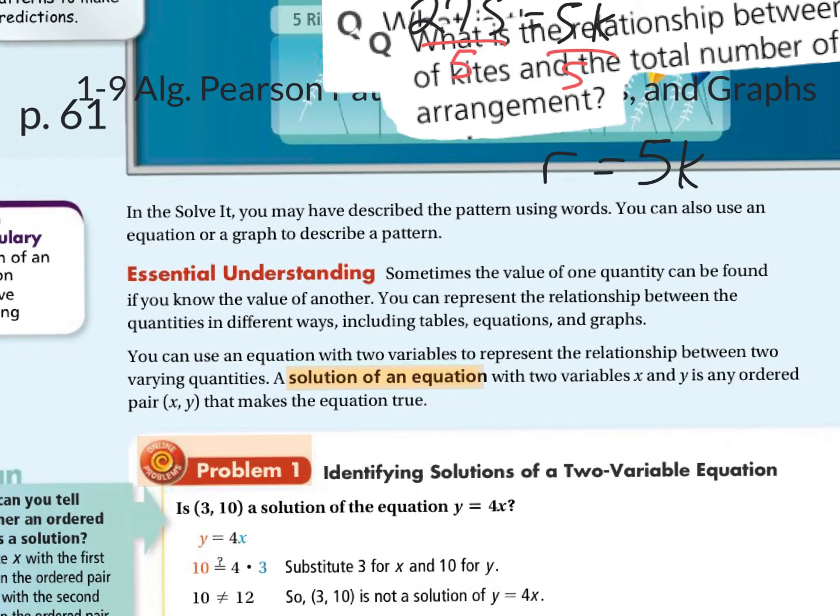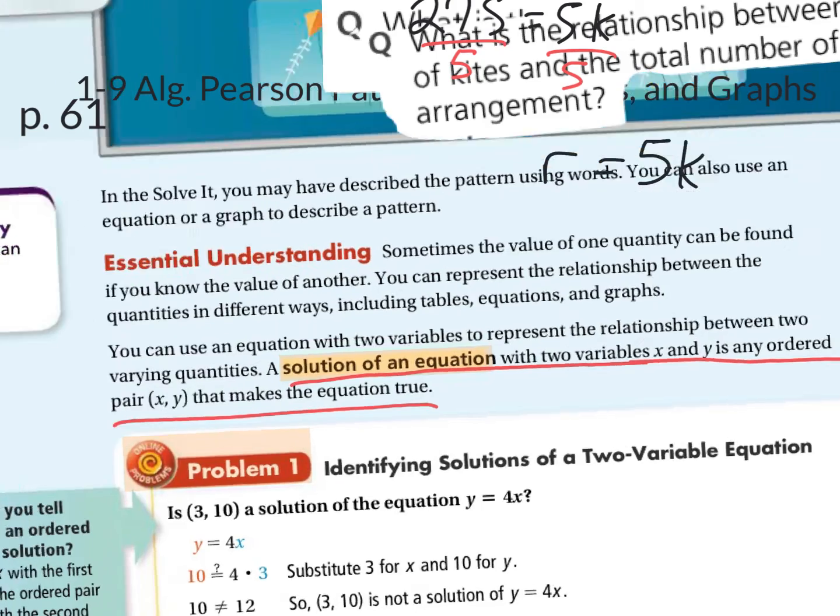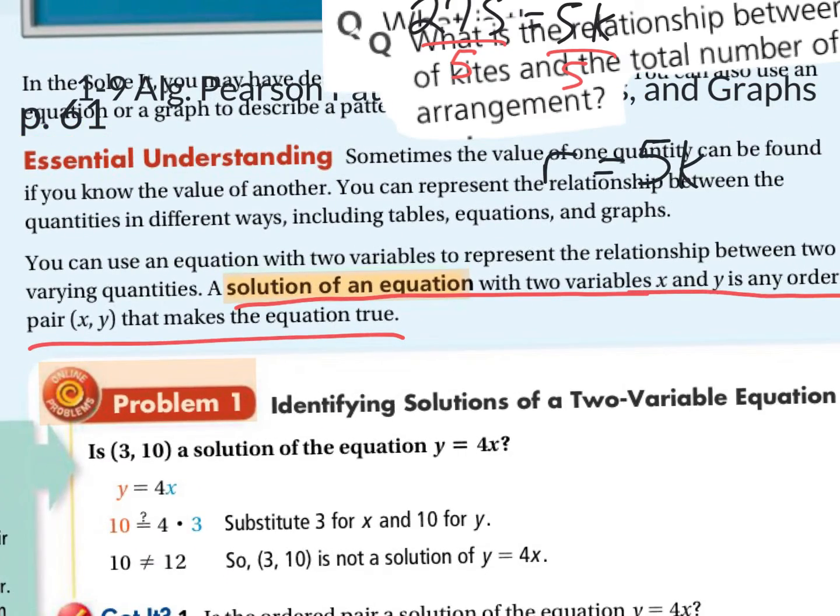So one thing, if you look a little further down the page here, it talks about a solution of an equation with 2 variables. So in a solution of an equation with 2 variables, x and y is an ordered pair that makes the solution true, or makes the equation true. So if we can put a pair x and y, certain numbers, into the equation and it works, then it's a solution. If it doesn't work, then it's not a solution.